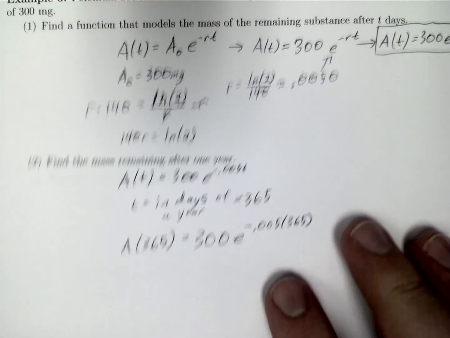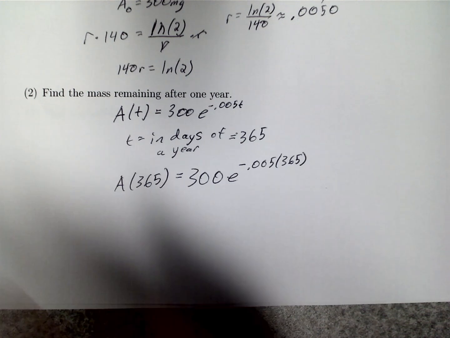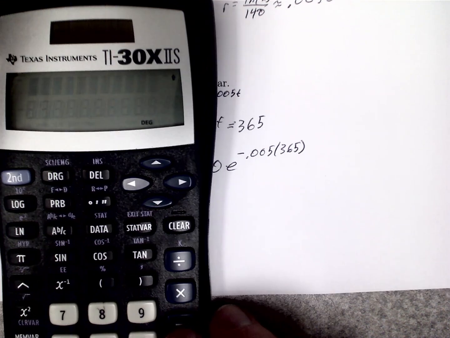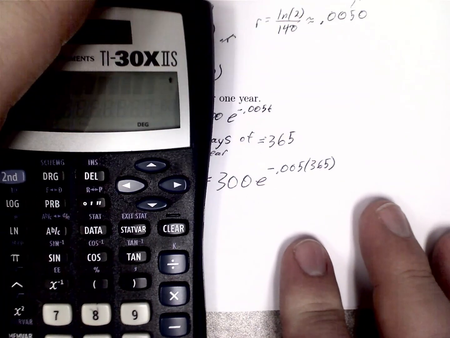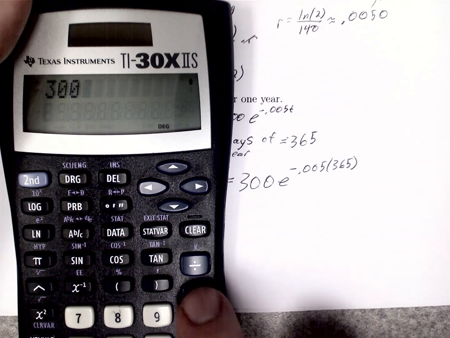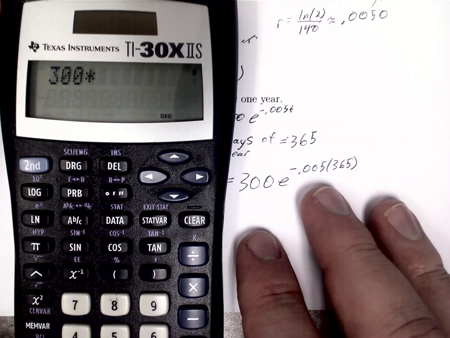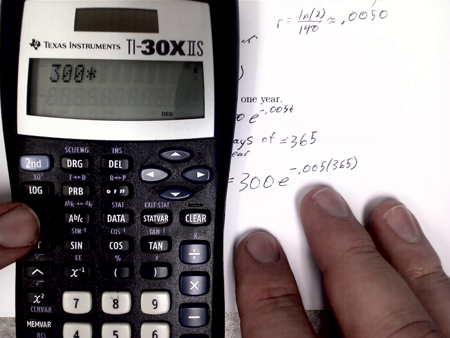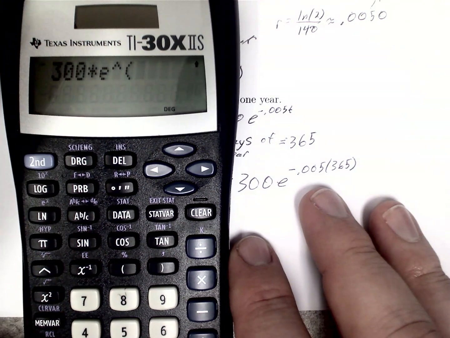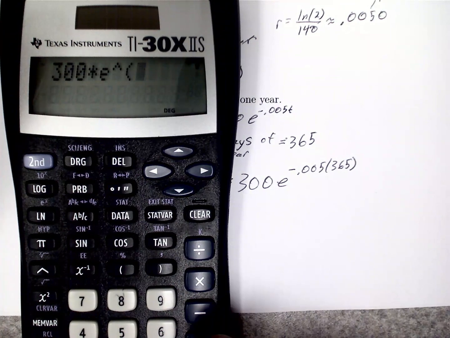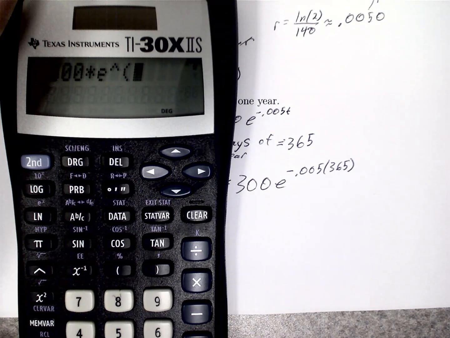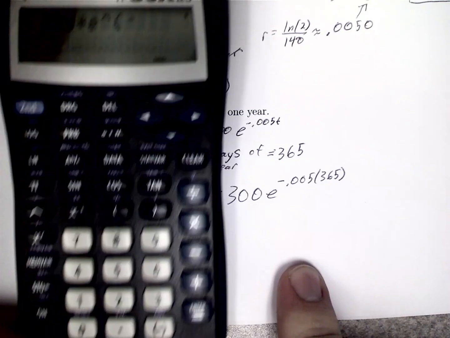And now we're going to go to our calculator. And this time we're actually going to see if we can do it all in one fell swoop. So it's 300, then multiply, we need to find e in our calculator. Here's e, so we notice it's in blue, so we have to hit second e. Okay, and then it's already in parentheses, so it starts a parentheses for us, negative for the record.